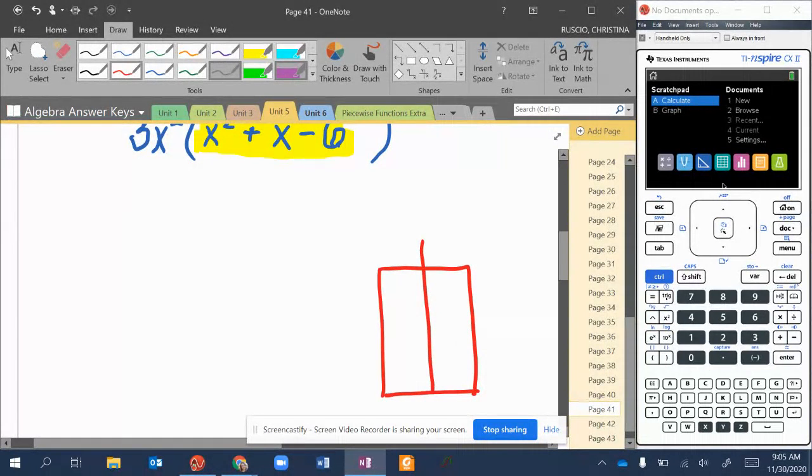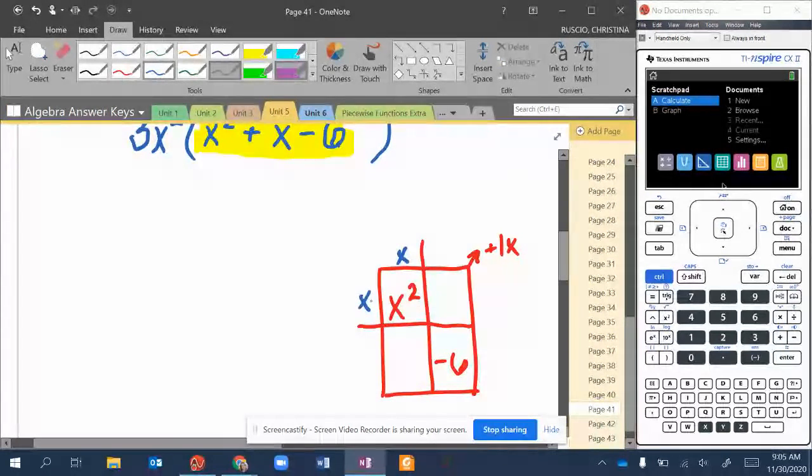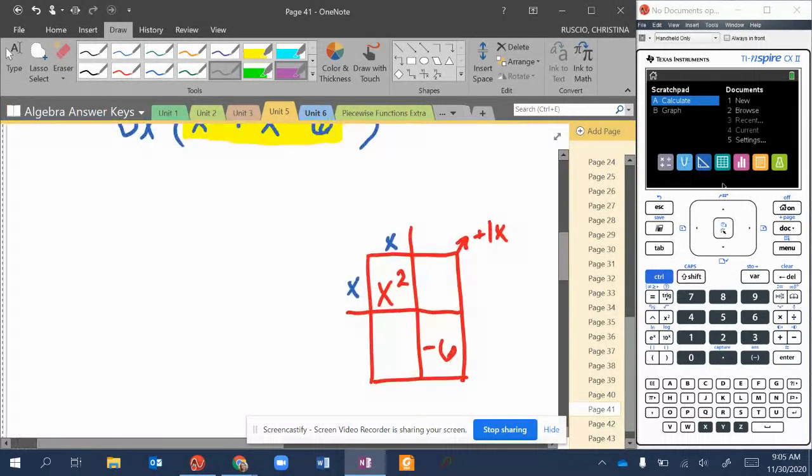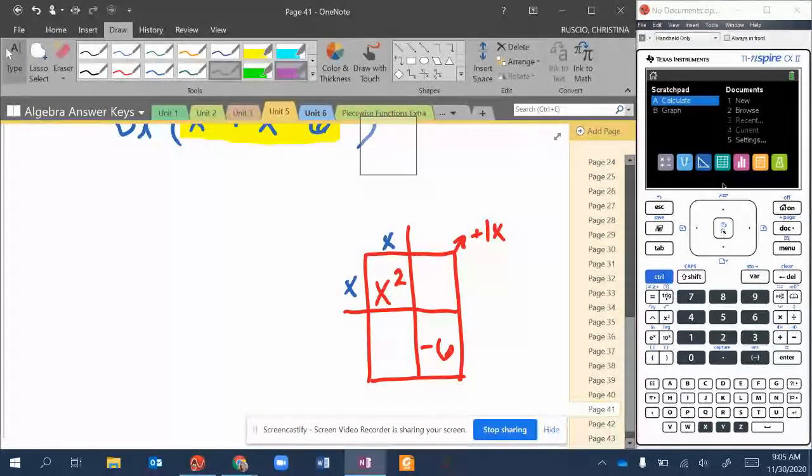We need to factor x squared plus 1x minus 6. So x times x is x squared. You know the drill. We need two numbers that multiply to a negative 6, so that means that one of the numbers has to be positive and the other has to be negative. But then they have to add to a positive number, so the bigger number has to be positive. So 6 and 1 multiply to 6, so do 3 and 2. I'm going to go with 3 and 2.